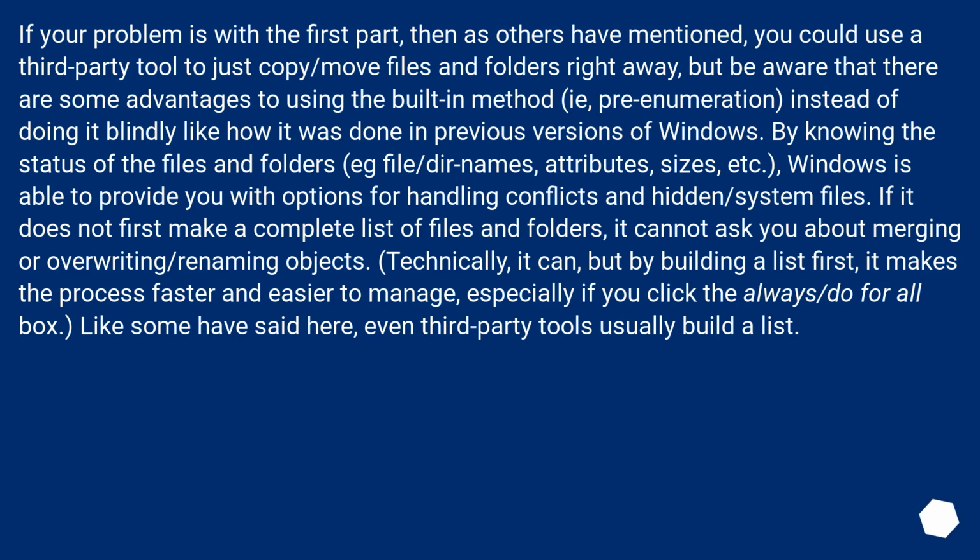By knowing the status of the files and folders, e.g. file/dir names, attributes, sizes, etc., Windows is able to provide you with options for handling conflicts and hidden/system files. If it does not first make a complete list of files and folders, it cannot ask you about merging or overwriting/renaming objects. Technically, it can, but by building a list first, it makes the process faster and easier to manage, especially if you click the always/do for all box, like some have said here. Even third-party tools usually build a list.